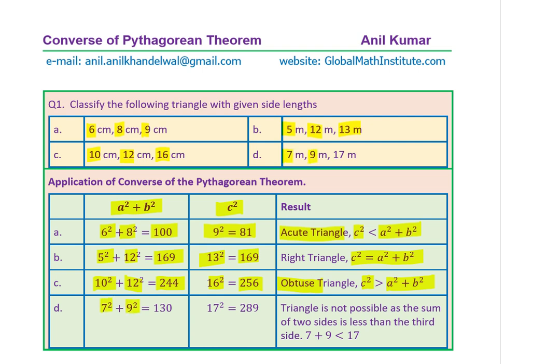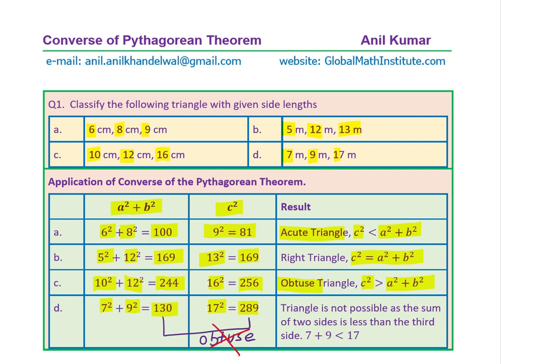7 square plus 9 square is 130 and 17 square is 289. Now if you compare these two, then from here we can say that 289 is greater than 130. You may say it is obtuse, but that will be a wrong answer.